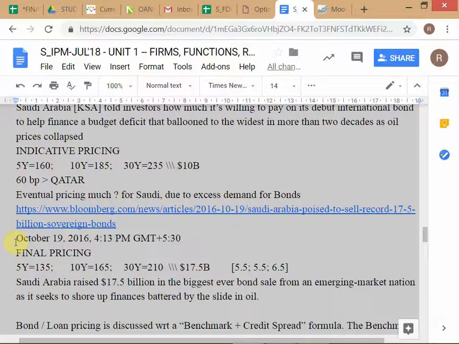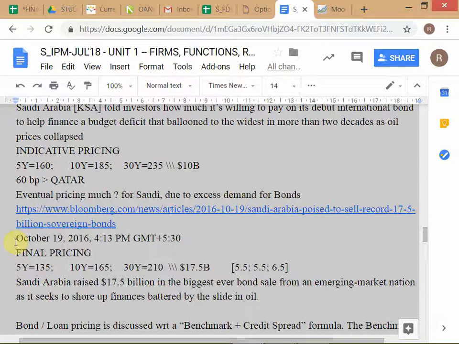Okay, and the other thing to notice is that because there is excess demand, there is also something called indicative pricing when they discuss in the roadshows, and then you have the final pricing when the issue is launched. This is when you're launching live, when you're putting in live bids. The institutional investors, the bond investors, will have to put in live bids. That means you're good for this amount.